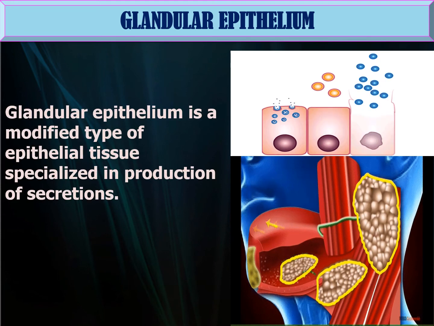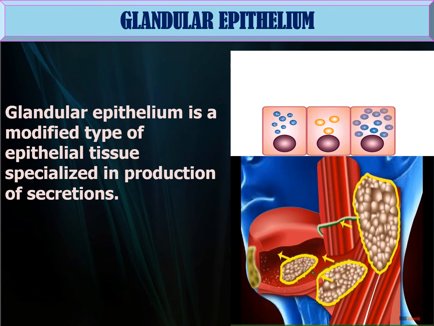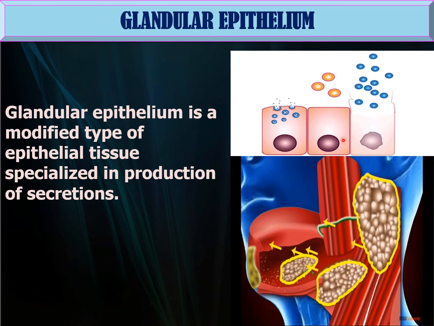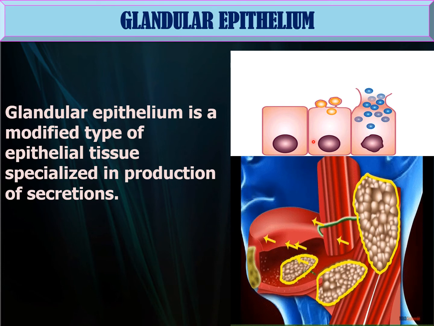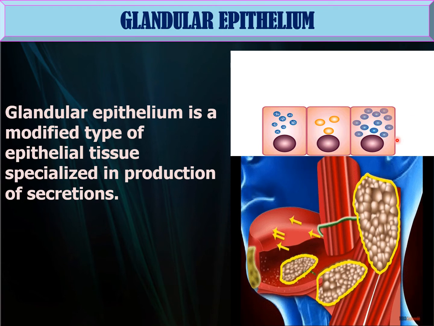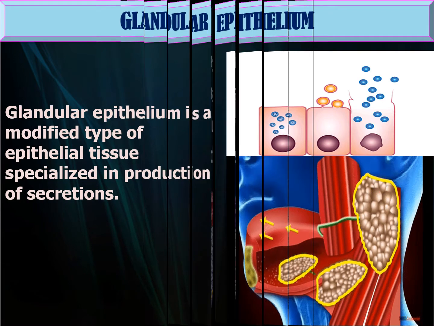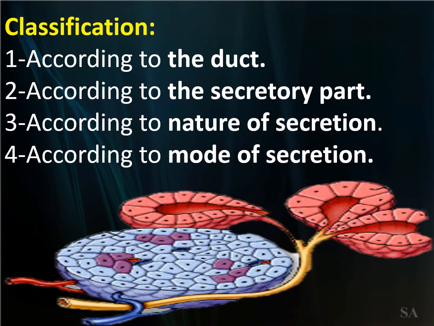It is epithelial cells which are modified for the function of secretion. So it is modified epithelial cells. These epithelial cells are specialized in secretion. They classify glandular epithelium according to ducts, secretory part, nature of secretion and mode of secretion.